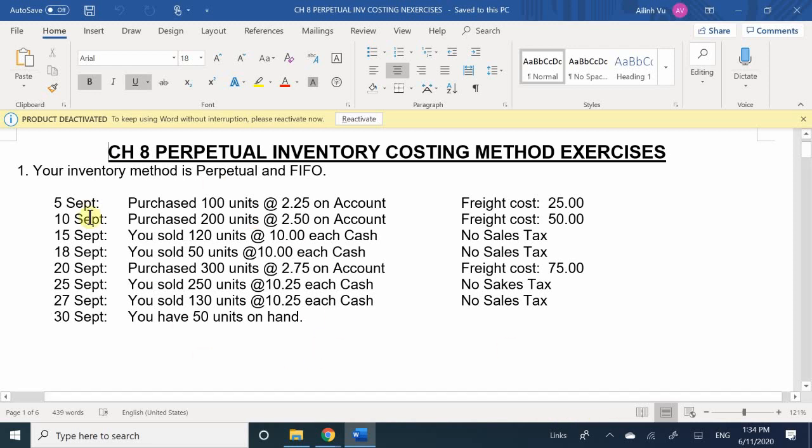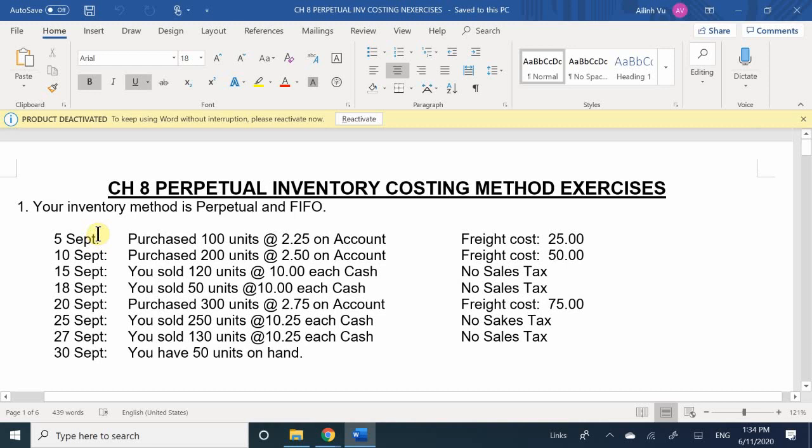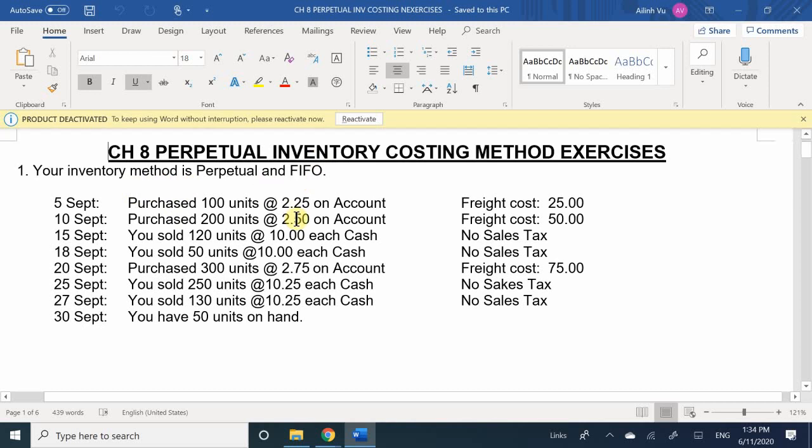Your inventory method is perpetual and it is FIFO. So let's go ahead and dive right in. What happened on the 5th of September? Purchased 100 units for $225, and paid $25 for freight.